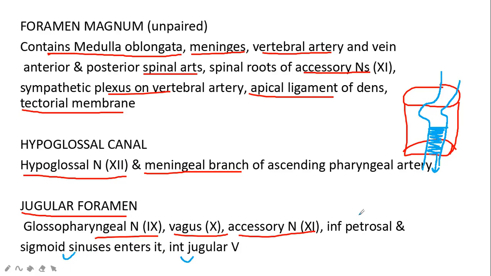What about the inferior petrosal sinus? So there's a sinus that we call the inferior petrosal sinus that enters here and decides to drain into the internal jugular vein. So it's also within this foramen, right? Apart from these blood vessels, we then see cranial nerve number 9, 10, and 11.